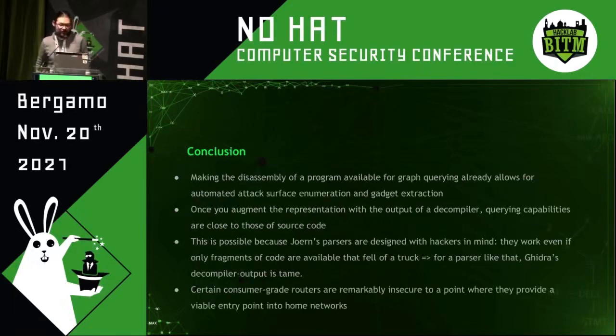So to conclude, it's really nice to make a disassembly available in a graph database to then query it. But where it gets really powerful is if you have something a bit more high level, something you would get from a decompiler, and that's what we're using as our baseline now. It's just amazing how, even though this is actually from a binary, it's sufficiently C-ish to use the exact same queries.